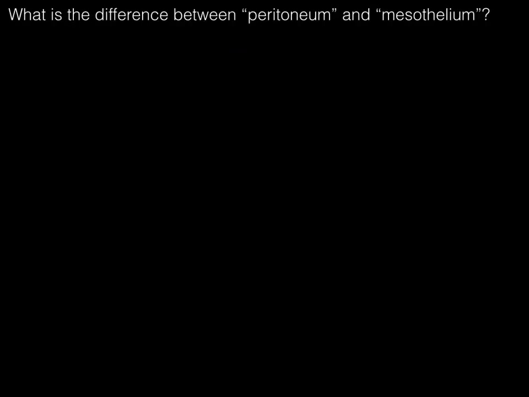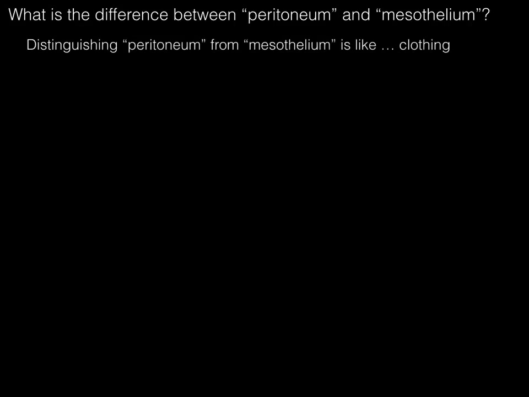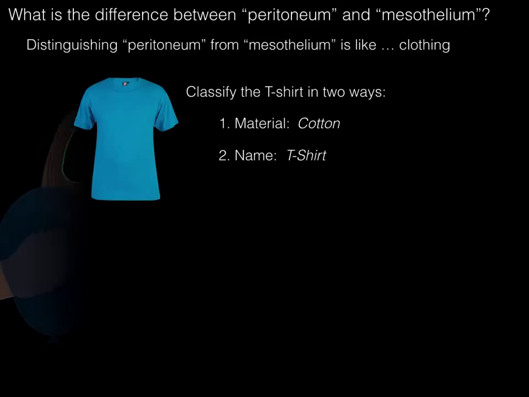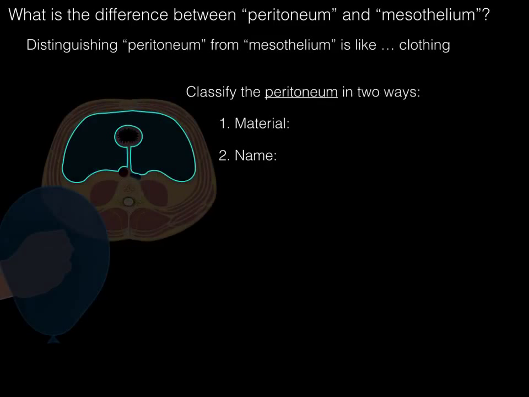So what's the difference between peritoneum and mesothelium? Well, distinguishing peritoneum from mesothelium is like clothing in the sense that you can classify a t-shirt in two ways. You can say, hey, what's that made of? Oh, it's made of cotton. And what is the name of that cotton? Well, we call it a t-shirt. Well, the same way you can classify the peritoneum in two ways. One by material and say, oh, that's made of mesothelium, or by this name, which is peritoneum.